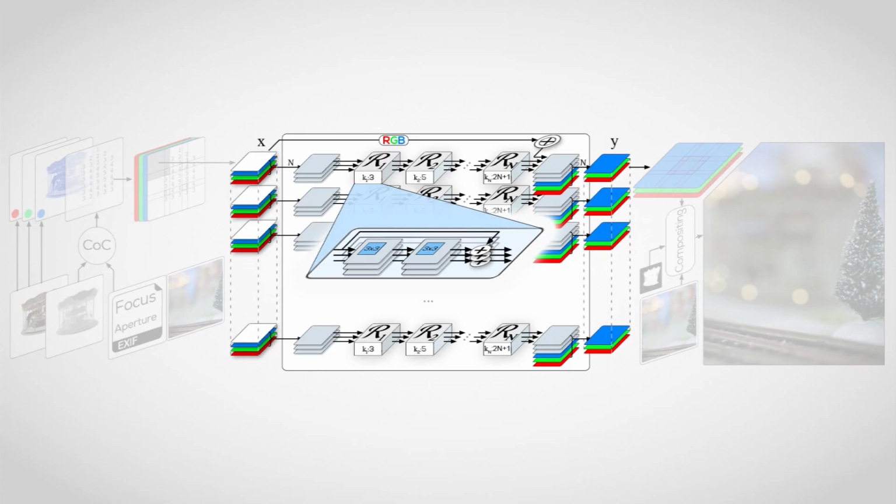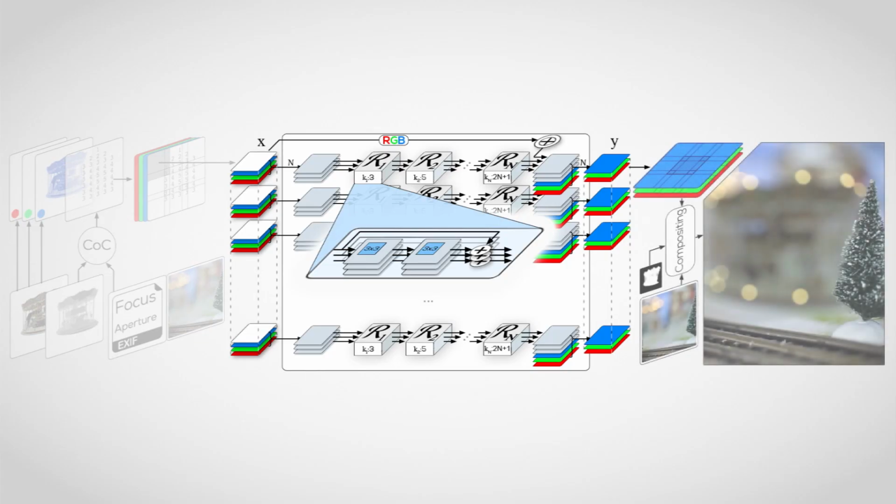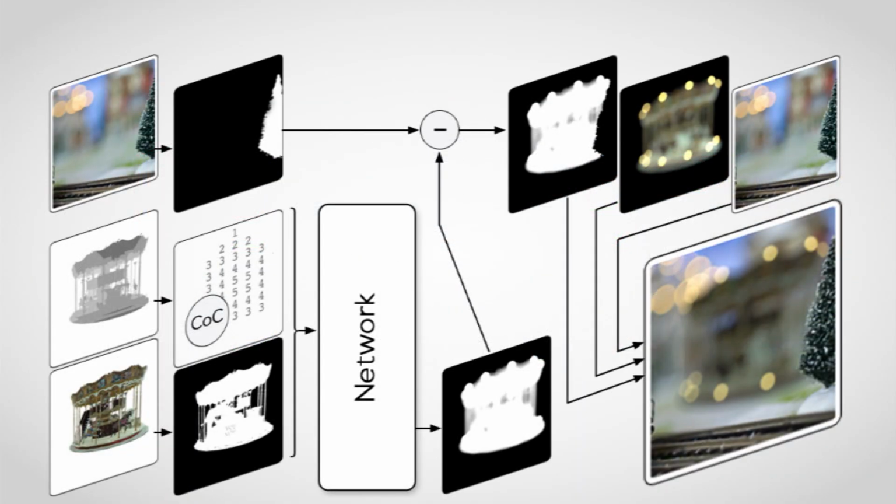Depending on the circle of confusion map, the network is applying spatially varying learned bokeh to the input rendering. The processed tiles are assembled into the blurred rendering, which is subsequently composed into the final result, using the input mask and a blurred mask of the rendering.